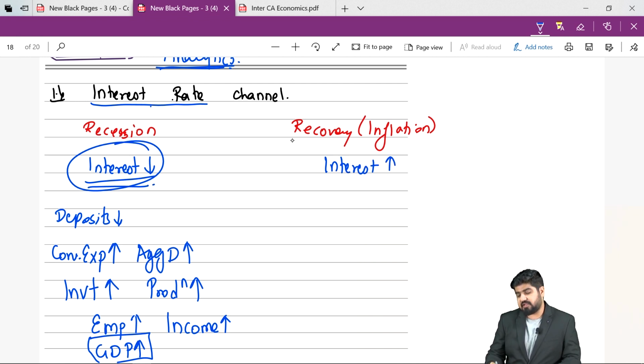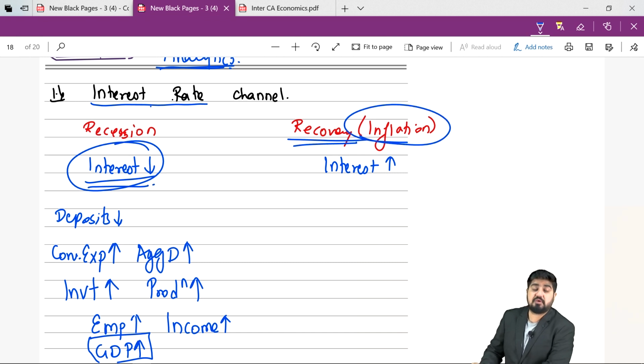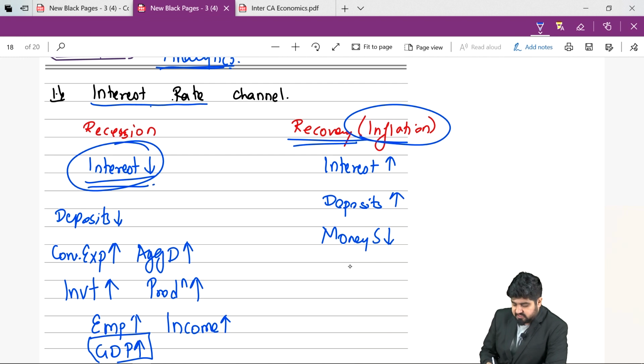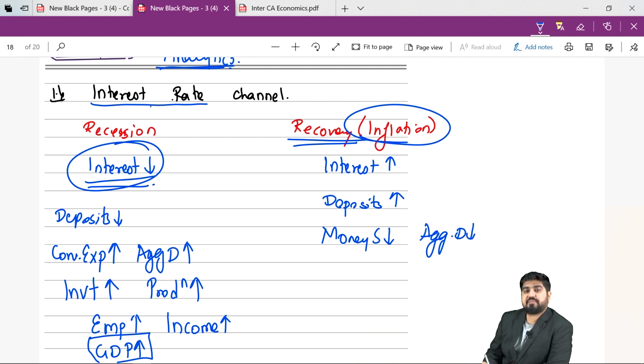Why is that so? Because at the time of recovery, already people are having more and more money, because of which there is inflation. So increasing the interest rate will increase the level of deposits. More deposits in the banks, that means less in the hands of people, money supply will be down. If money supply is less, what will happen in the market? Demand will be less. So aggregate demand tends to fall. Whenever aggregate demand falls, that means the sellers, now to attract the consumers, will reduce the level of price. Ultimately, reducing the level of price means inflation will be under control. Simple. That's interest rate channel, friends.